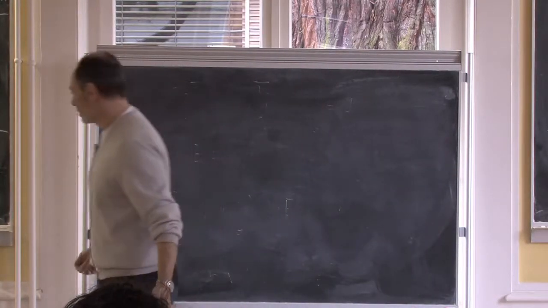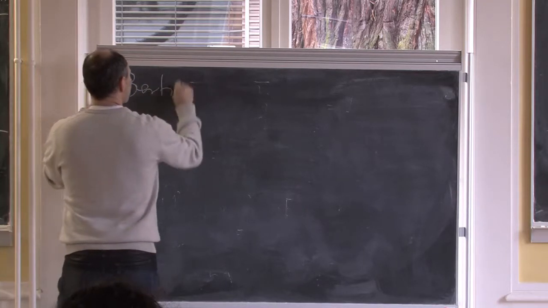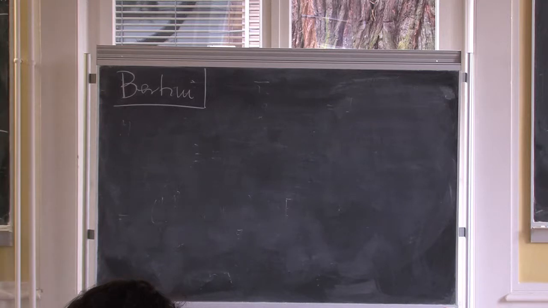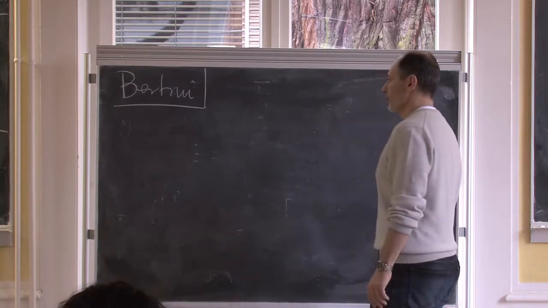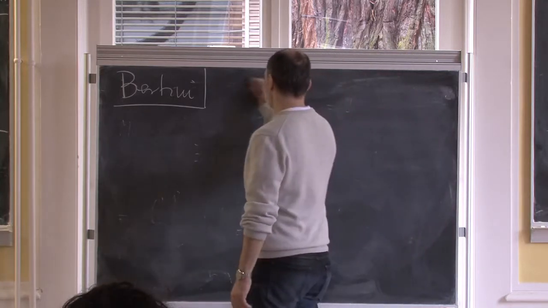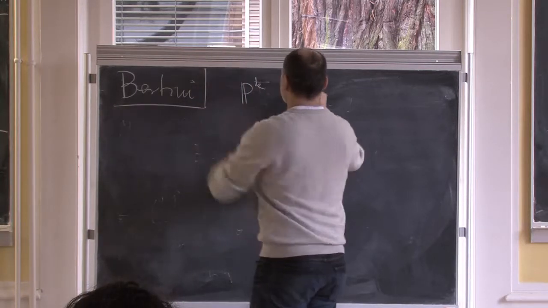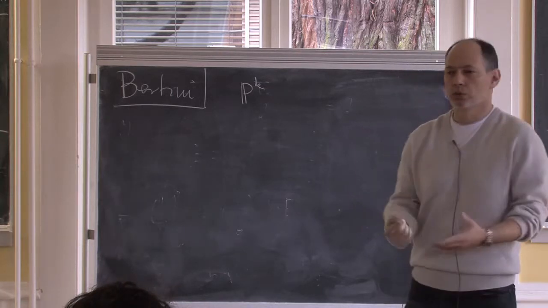And this is Bertini's theorem. So we'll look at the projective case. So let's consider, first, a notation. If I have this P^k, then I can look at the dual, so basically the projectivization of the dual space, right?